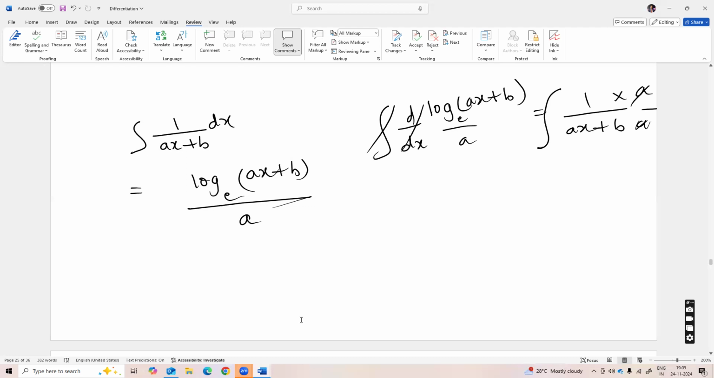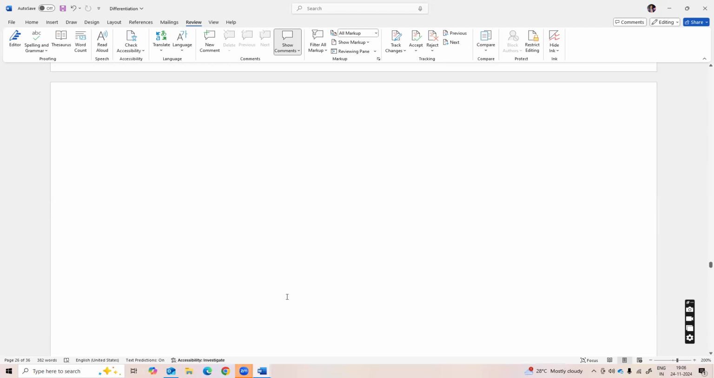And if you have the integration of e to the power ax plus b, then also the result will be the same. It will be e to the power ax plus b divided by a, plus c. Plus c is always there, remember that, in indefinite integration.